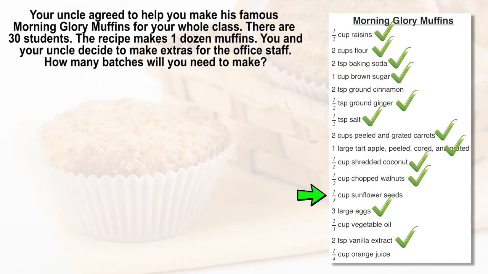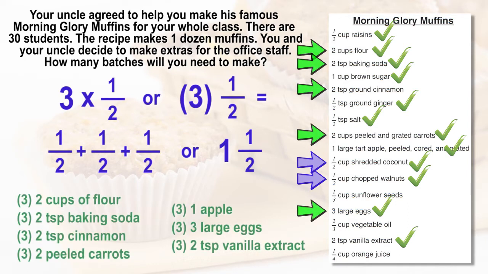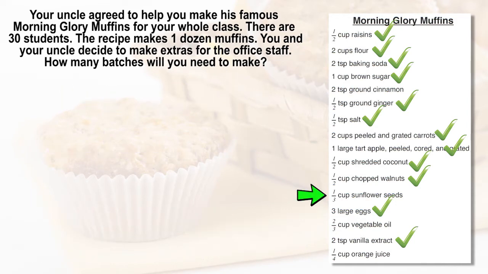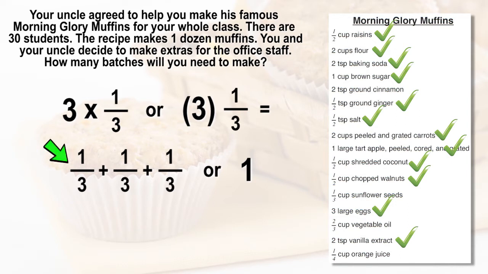Sunflower seeds are the next equation we need to solve. Those we are skipping have already been solved with an equation for another ingredient, or only include multiplying whole numbers together. The recipe calls for 1/3 cup of sunflower seeds. The equation for 3 batches is 3 multiplied by 1/3 cup, or 3 groups of 1/3, which equals 1 whole. To check our answer, we can use a repeated addition equation. 1/3 cup plus 1/3 cup plus 1/3 cup equals 3/3 cups, which is the same as 1 whole.